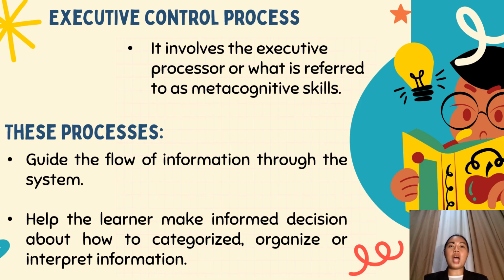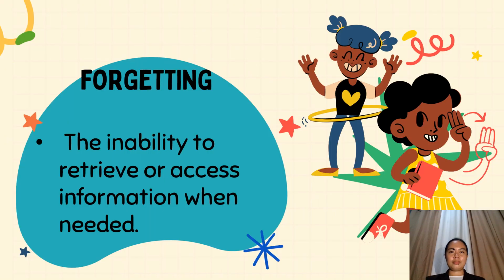So it directs how information moves through the cognitive system. And also it determines what information to focus on, what to store in memory, and what to discard. And lastly, decision making and learning. So it helps the learner to make informed decisions about how to categorize, organize, and interpret information, and also to support strategies for understanding complex materials, planning tasks, and monitoring progress.